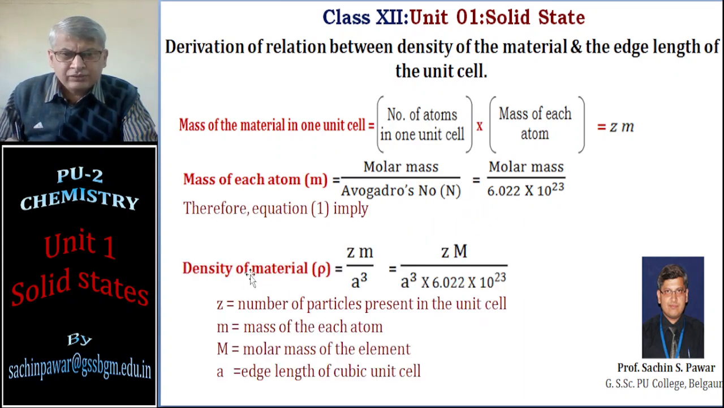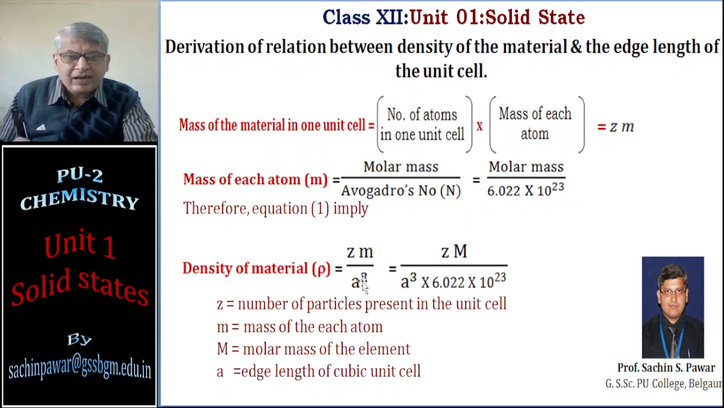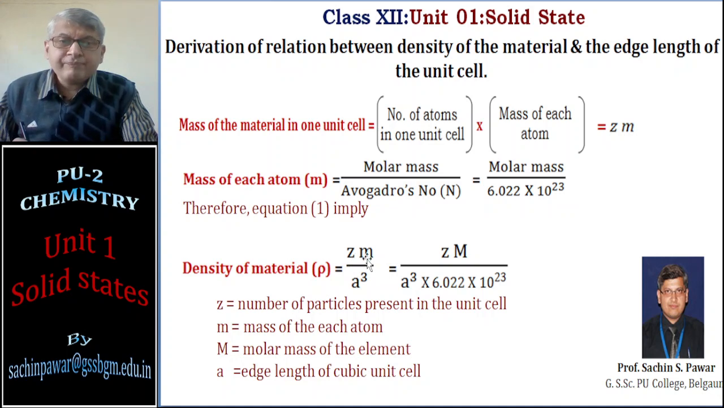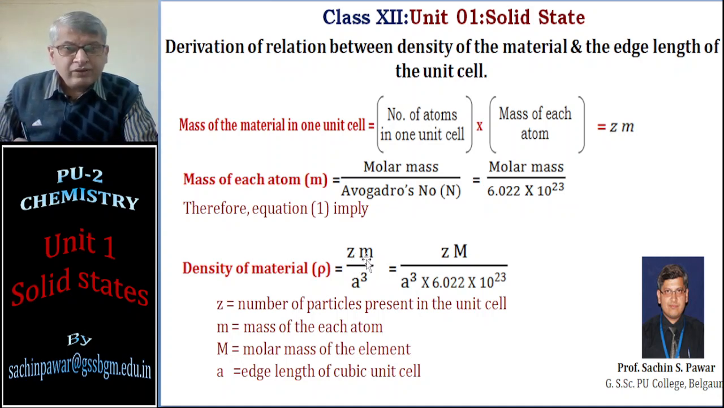So we'll substitute: density is equal to mass upon volume. So it is Z into M upon A cube, where M, the mass of each atom, can be written as molar mass upon Avogadro's number. Therefore we have got a formula, and this is the formula for calculating density of the material, which is Z, the number of particles present in the unit cell, into the mass of each atom, upon A cube, that is the volume of the unit cell.